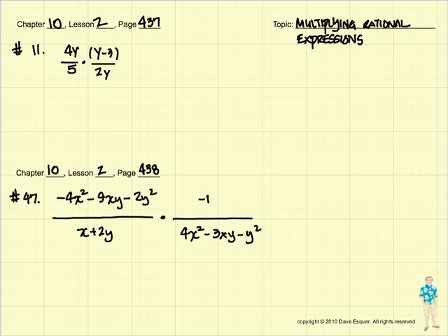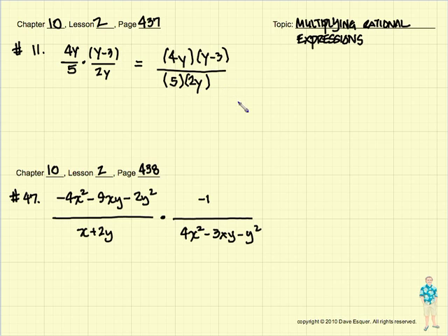Let's start off with number 11, 4y divided by 5 times the quantity of y minus 3 divided by 2y. I'm going to rewrite this just a little teeny bit, and I'm going to put it all underneath one denominator. Just like we do with normal fractions, I'm going to make it all underneath 5 times the quantity of 2y.